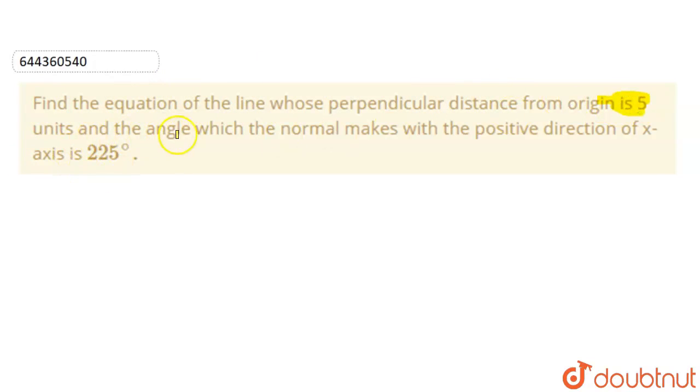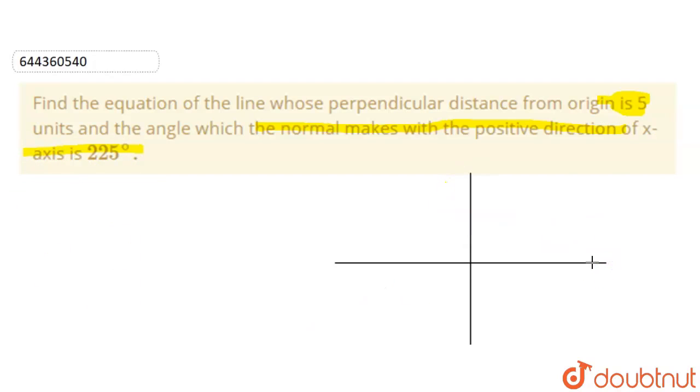Today our question is, find the equation of the line whose perpendicular distance from origin is 5 units and the angle which the normal makes with the positive direction of x-axis is 225 degree. Right, so first of all we will make the coordinate axis here. This is our coordinate axis.